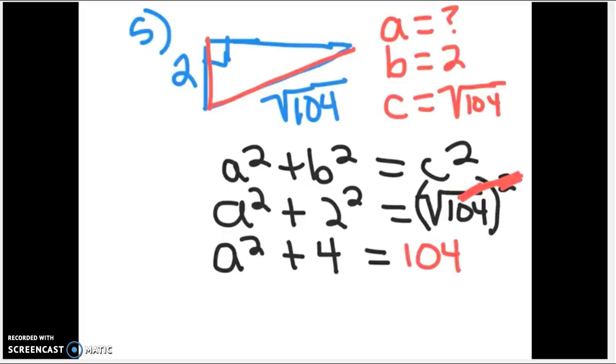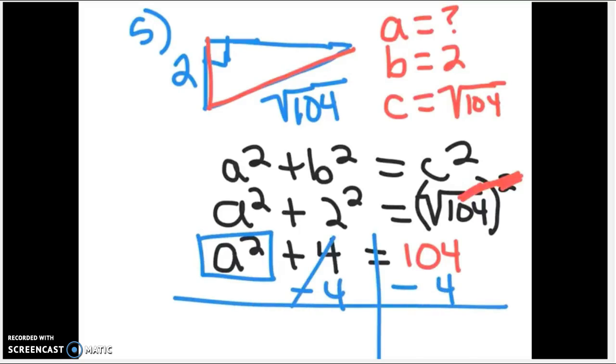Now, your job is to get the a squared by itself. So you're going to draw your line, subtract 4, and you'll end up with a squared equals 100, which is nice because you know that, what number to the second is 100? A is 10. So that is your answer.